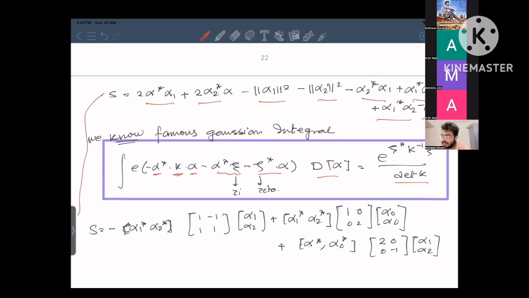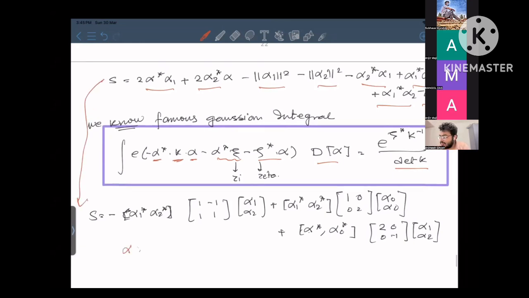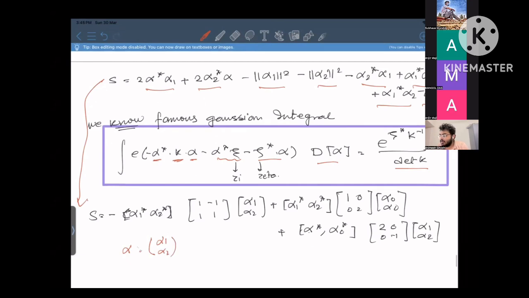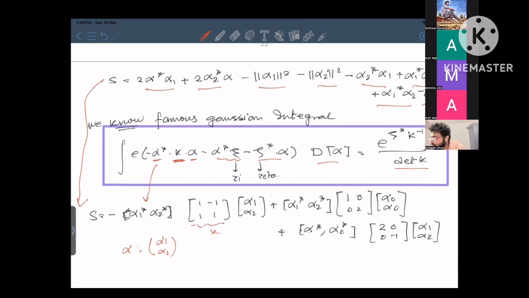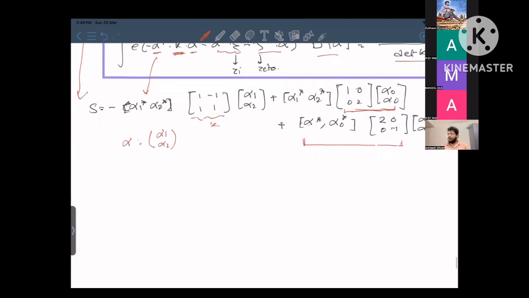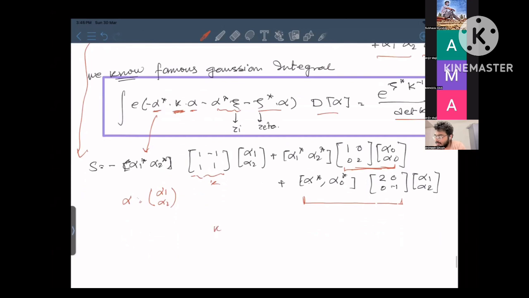We can represent this S in this matrix form as well, where alpha is essentially alpha 1, alpha 2, which sits over there. If you compare, this is essentially our K, the xi component is the multiplication of these two, and the zeta is the multiplication of these two. Okay, now we know what our K is, what our zeta is, what our xi is. Now we should be able to calculate this, right?